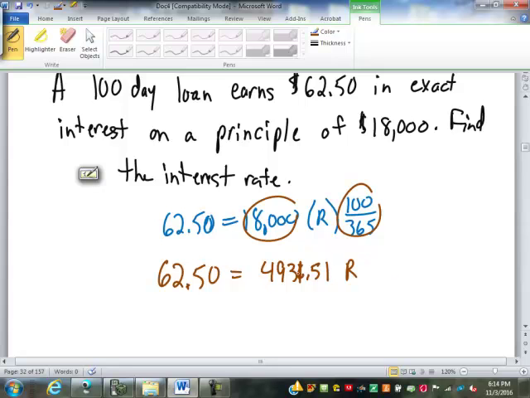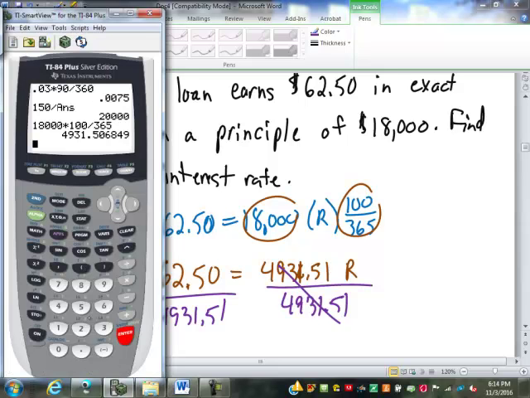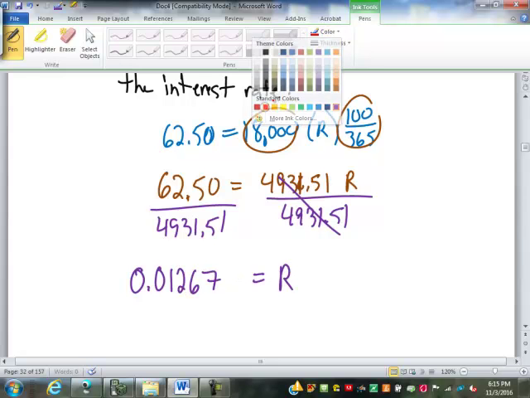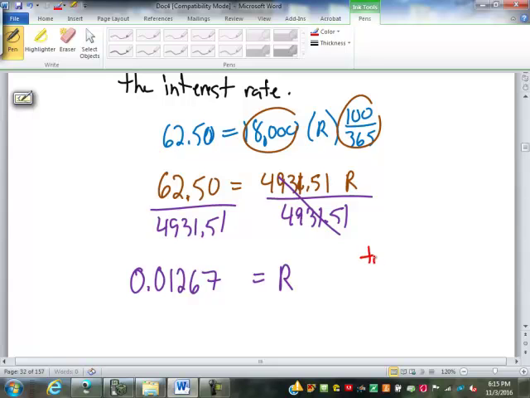Times R. Now, I'm writing that down just to have something in there, but I'm keeping it in the calculator so I can use it as an exact answer. So I'm going to divide by that 4931.51. But again, I'm going to use it in the calculator, so I'm going to type in 62.5 divided by that previous answer. That gives me 0.01267, which is my rate. Now I really should have specified here how to round, to the nearest 100th percent.